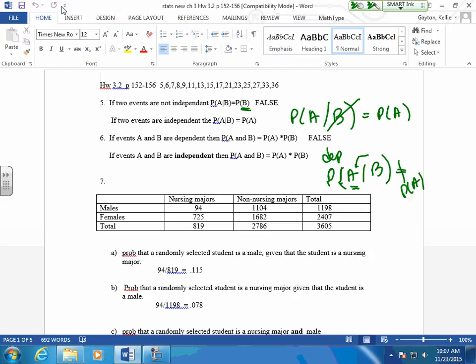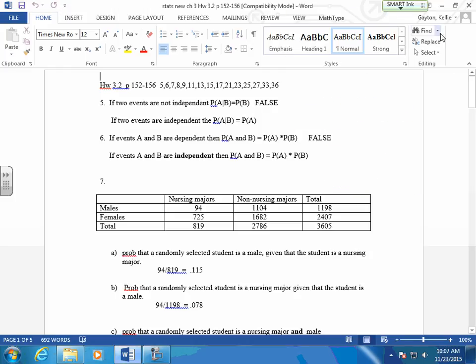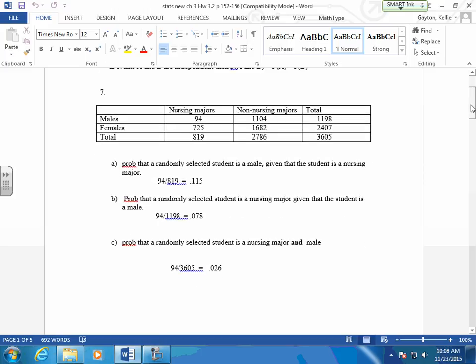Okay. How'd you do on this chart? The chart is always tricky, but the chart is a great example for this. The probability that a randomly selected student is a male, given that the student is a nursing major. So we're going to go to the nursing majors, because this is the given. I can't go outside of that little circle.